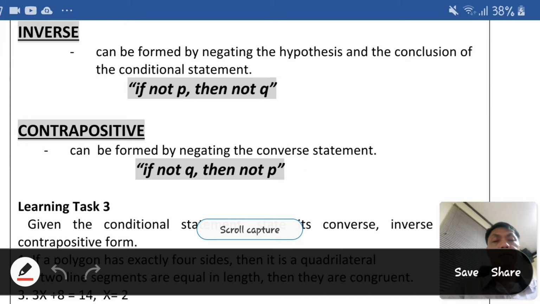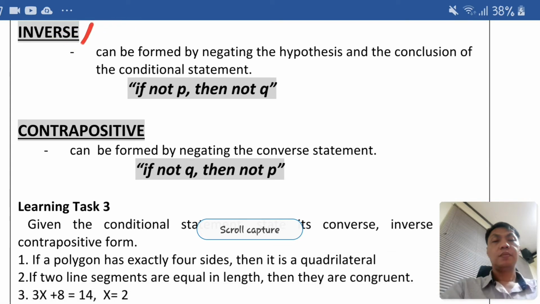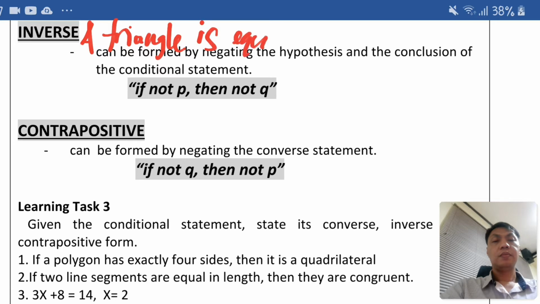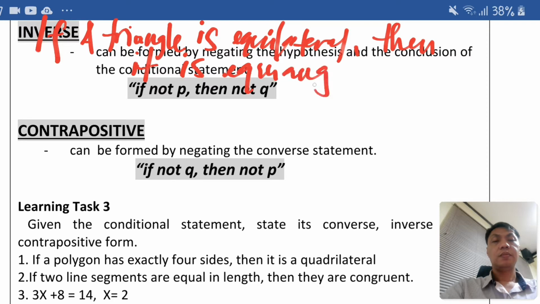Now, let's have an example. Like the first sentence we have earlier, if a triangle is equilateral, then it is equiangular.